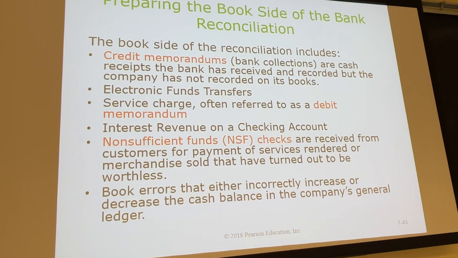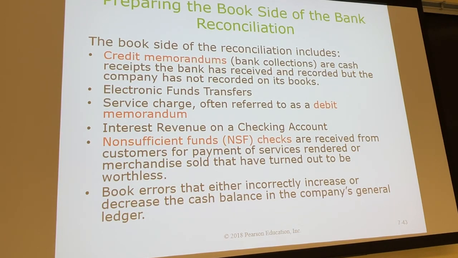Then NSF checks. NSF, if you're not familiar with the term, is non-sufficient funds. It's the same thing as a bounced check. So if a customer's check to us bounced and we did not become aware of it until we received our bank statement, then that would be a negative adjustment to the book side of the reconciliation.